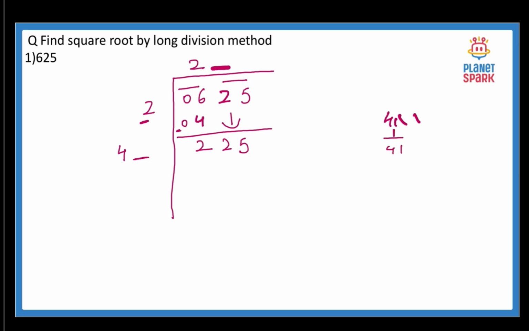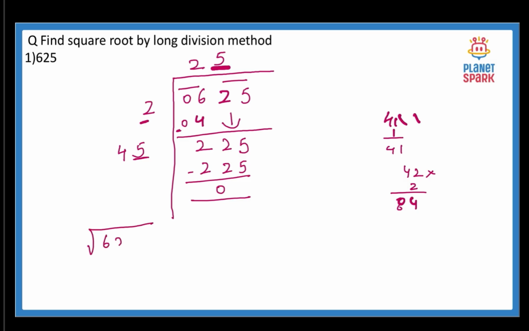If I take 1, 41 into 1 is 41, which is quite smaller. 42 into 2 is 84, which is again smaller. Similarly, if I see, 45 into 5 is 225 and my remainder is 0. Remember, whatever number you're writing in this dash over here, the same number has to go up in the quotient. So square root of 625 is 25. If the remainder is 0, that means it's a perfect square number. Else it is not.